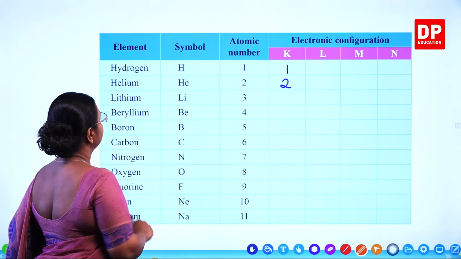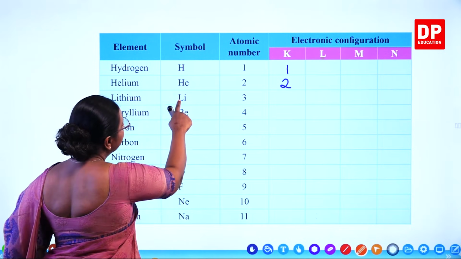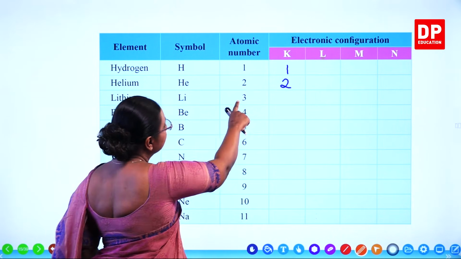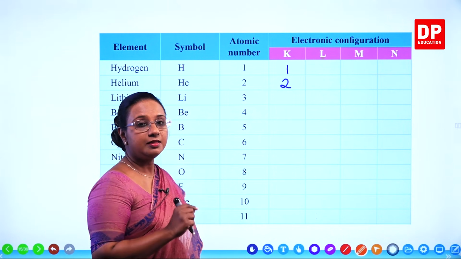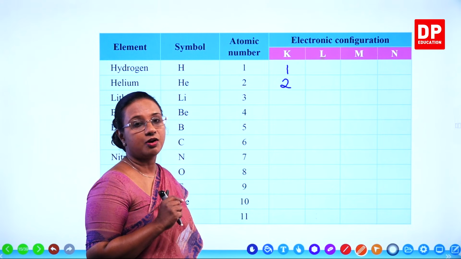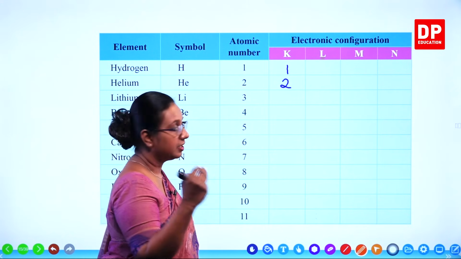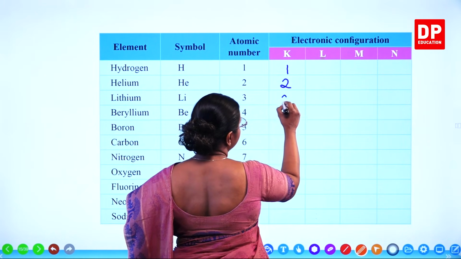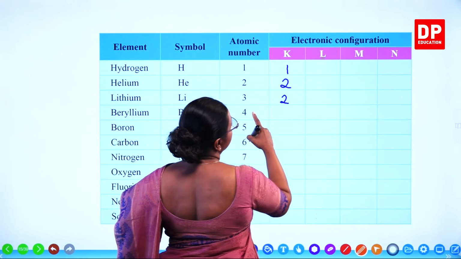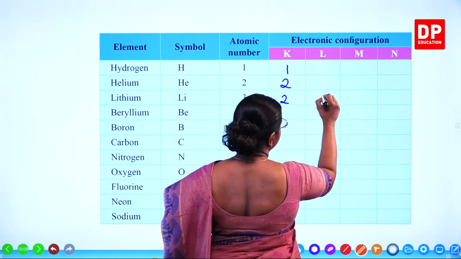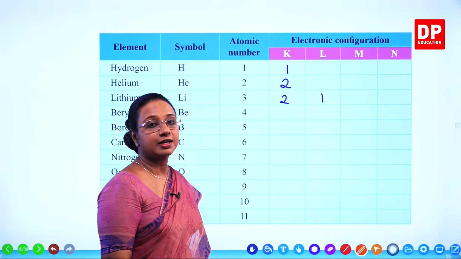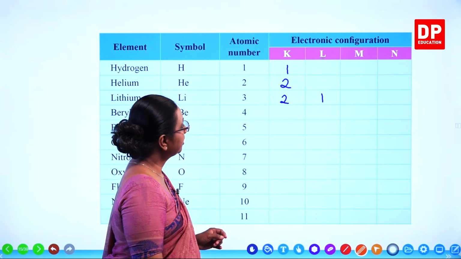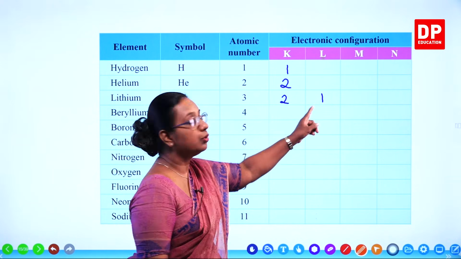The third element is lithium, Li, and the atomic number 3. Therefore, the number of electrons is 3. The first shell will have only 2 electrons. Then the next electron will have to go into the second shell. Electronic configuration is 2, 1.